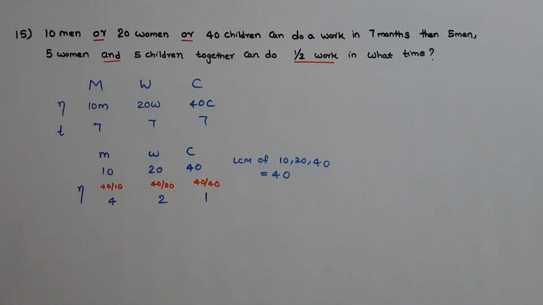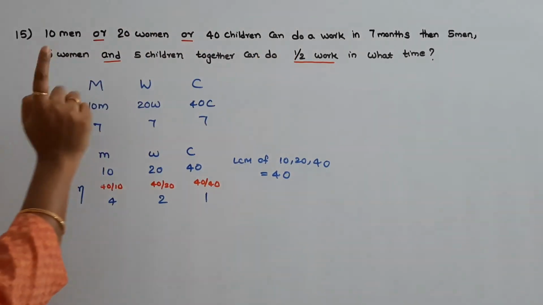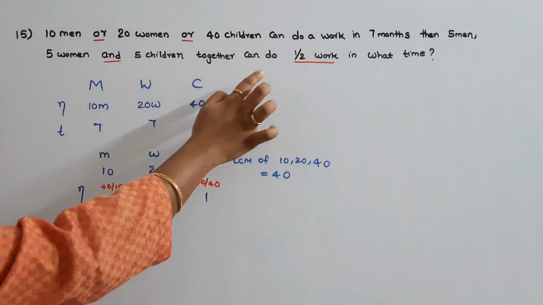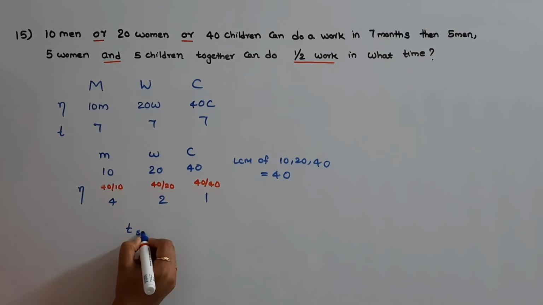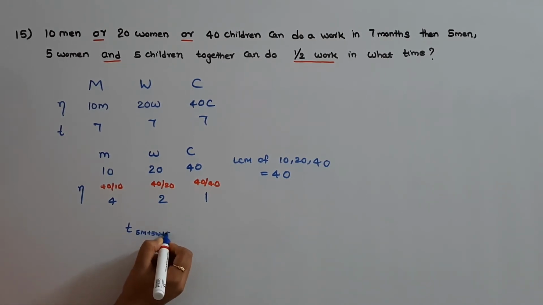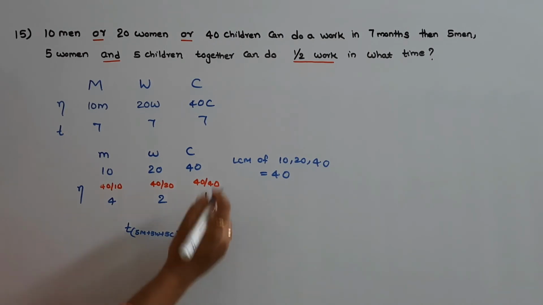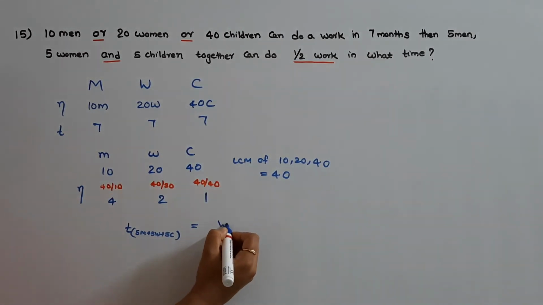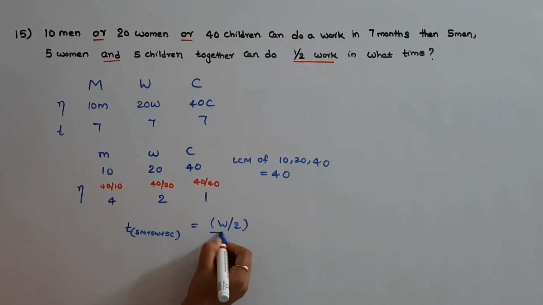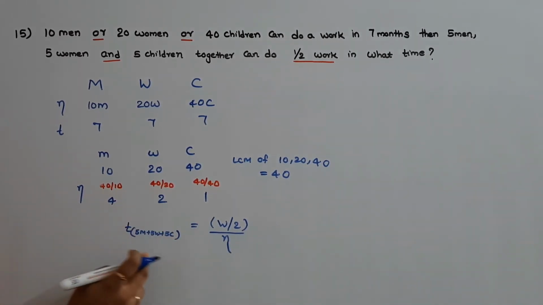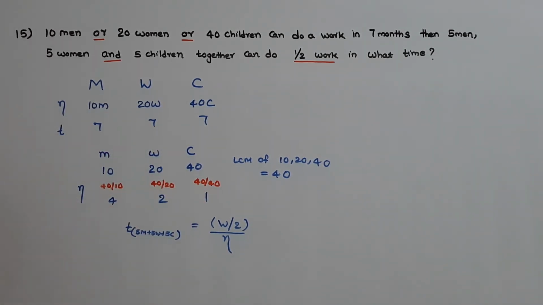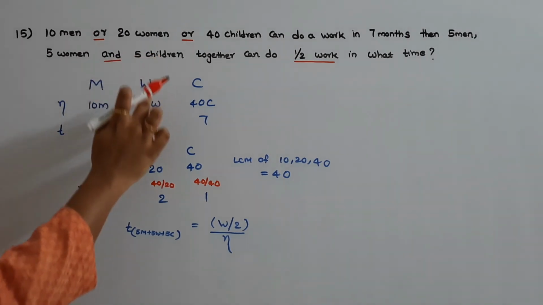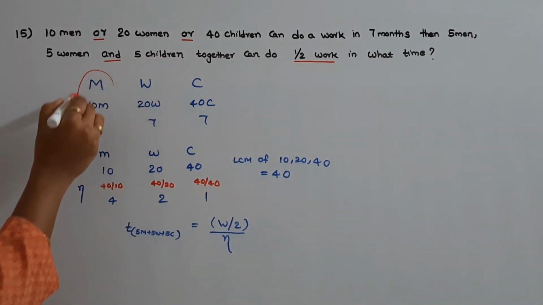Now in the question, they have asked us to find the time taken by 5 men, 5 women and 5 children together to do half the work. So we need to find out the time taken by 5 men plus 5 women plus 5 children, given that work done is half. Work done can be found out from any of these parts, so I am taking this part.